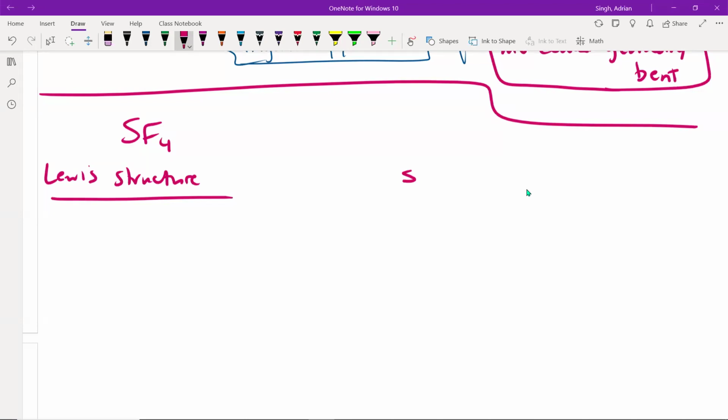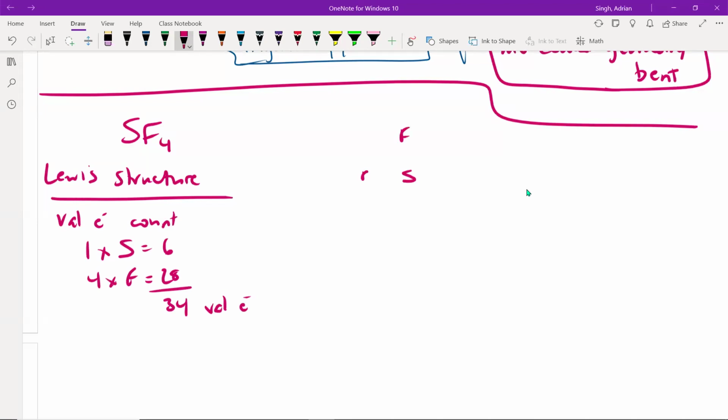Okay, so let's do our electron count, our valence electron count. We have one sulfur, sulfur's in group 6. We have 4 fluorines, fluorines in group 7 times 4 is 28, plus 6 is 34 valence electrons, right? Sulfur is going to be in the middle. I have 4 fluorines around, 1, 2, 3, 4. I connect them all. I give my outer atoms enough electrons to account for their octet. So each fluorine needs 6.